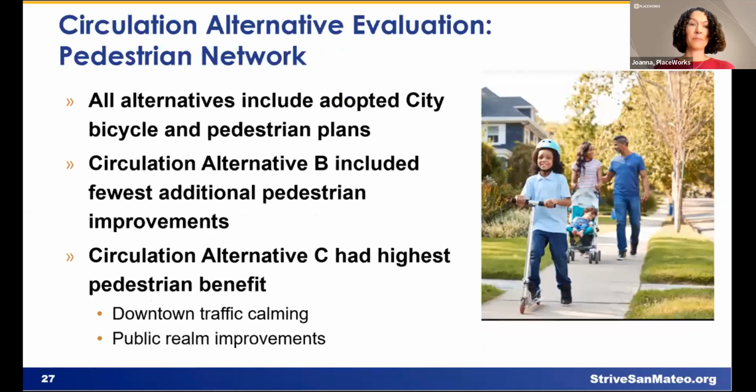When we look specifically at the pedestrian network, again, all of the alternatives include adopted city plans to improve bicycle and pedestrian networks. Circulation alternative B is more heavily focused on transit and therefore includes fewer additional pedestrian improvements than either A or C. Again, circulation alternative C had the highest pedestrian benefit because it includes the most robust program of downtown traffic calming or street closures to create car light and pedestrian focused areas and other types of public realm improvements that would create pedestrian benefits.